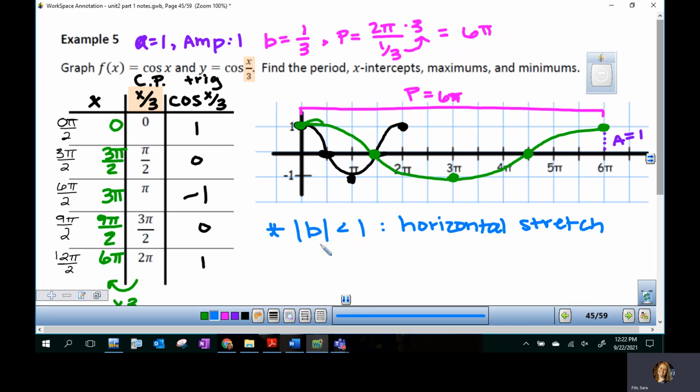So A, vertical stretch and compression, and if it's negative, it reflects it over the x-axis. B, horizontal stretch or compression. Are we so far so good with what we've talked about in part 1?